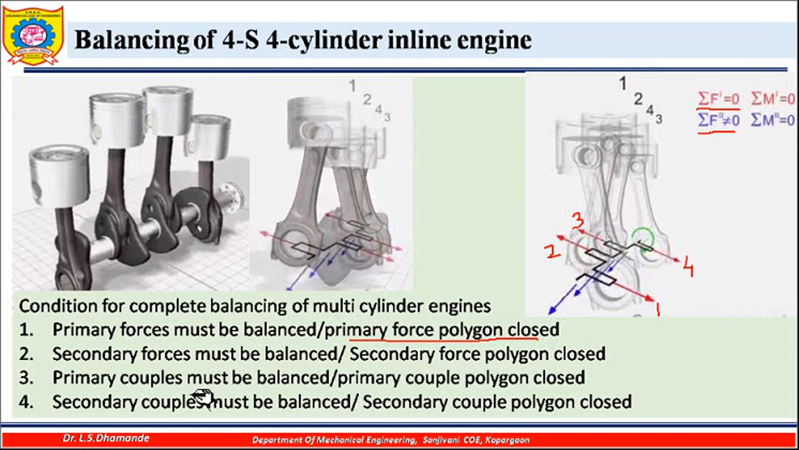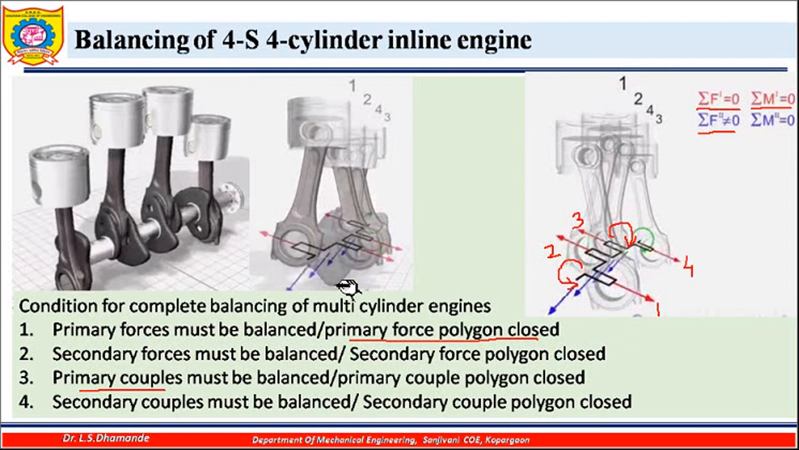Now if we talk about the primary couples, we are expecting that they should be balanced, so let us see whether it is really balanced or not. If I consider the force due to cylinder 1 and cylinder 2, you will observe that it is going to cause an anti-clockwise couple, and 3 and 4 are going to provide a clockwise couple. Because of this clockwise and anti-clockwise couple, these two couples will get balanced, and we can say that the primary couple will get balanced in this kind of engine.